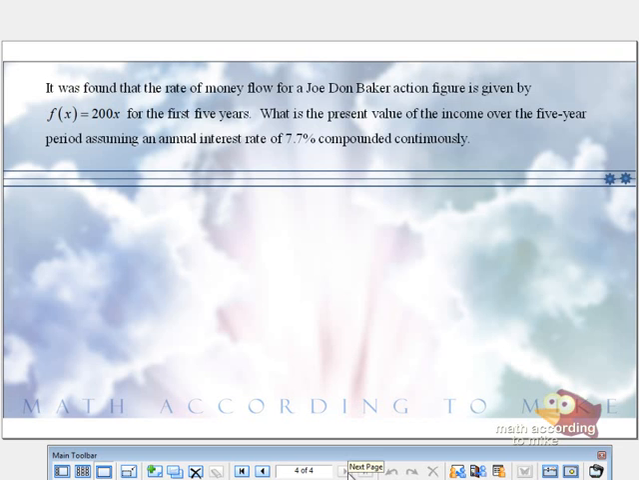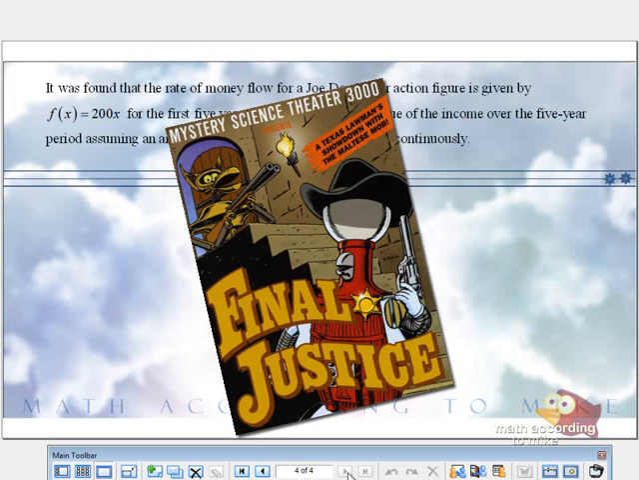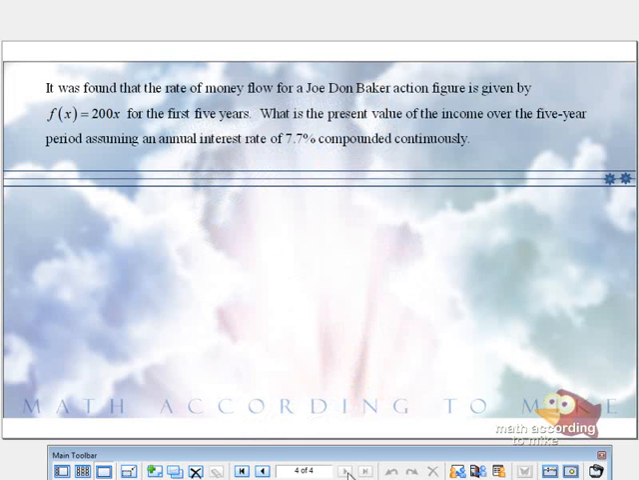It was found that the rate of money flow for a Joe Don Baker action figure. Does anyone know who Joe Don Baker is? He's a horrible, horrible actor. Absolutely horrible actor. If you have the Netflix, you need to watch the Mystery Science Theater version of Final Justice. It's got Joe Don Baker. I was watching it while I was writing this problem, hence the Joe Don Baker action figure. He is like the Vin Diesel of the 70s as far as a horrible, horrible actor. Now you know. Okay. Blah, blah, blah.